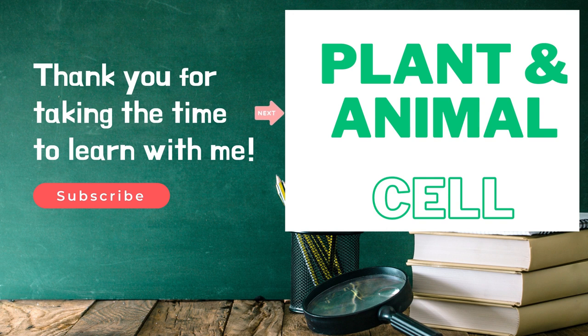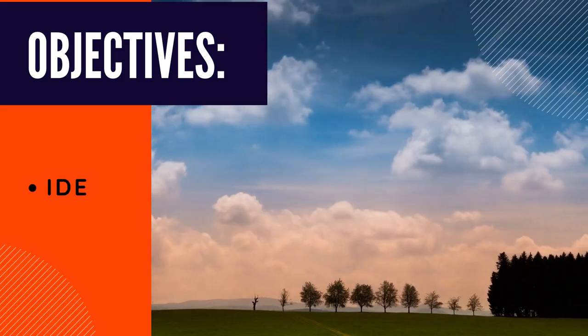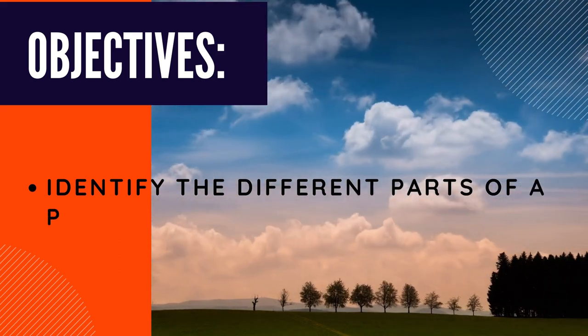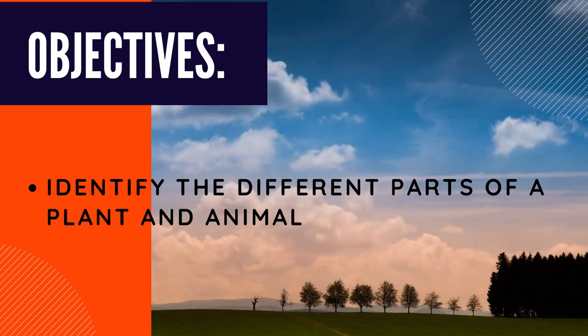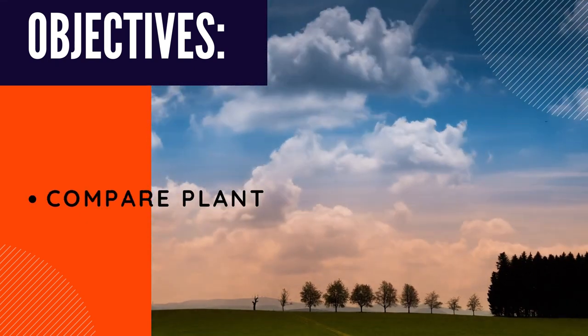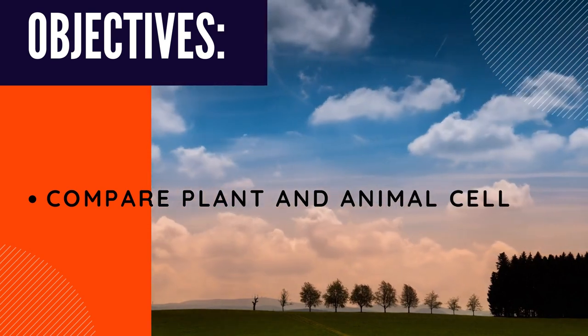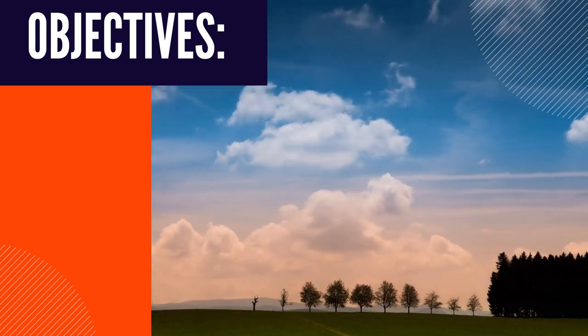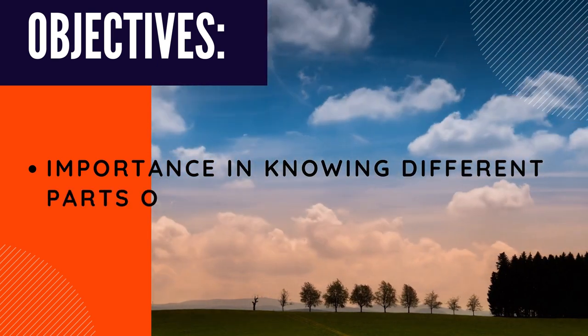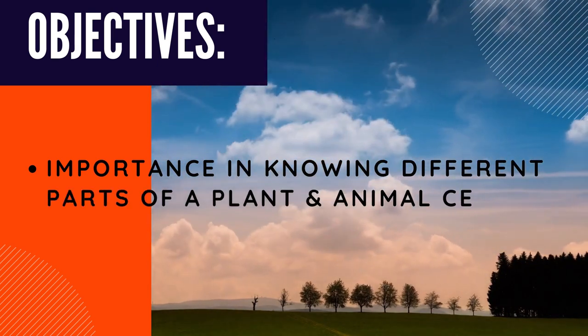Now, we will talk about plant and animal cells. In this video, you will learn the following things. First, you will identify the different parts of animal and plant cells. Second, compare plant and animal cells. And lastly, you will learn the importance of knowing the different parts of a plant and animal cell.